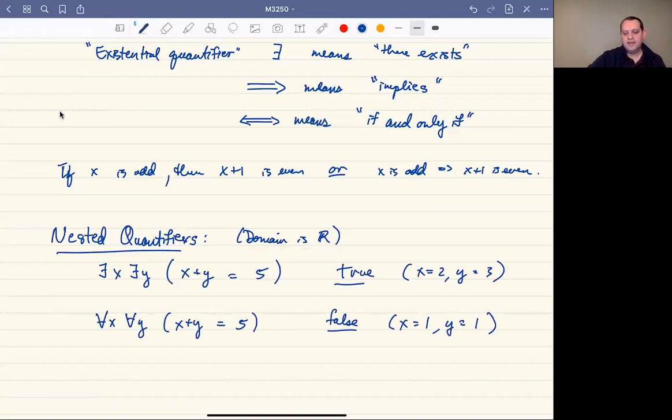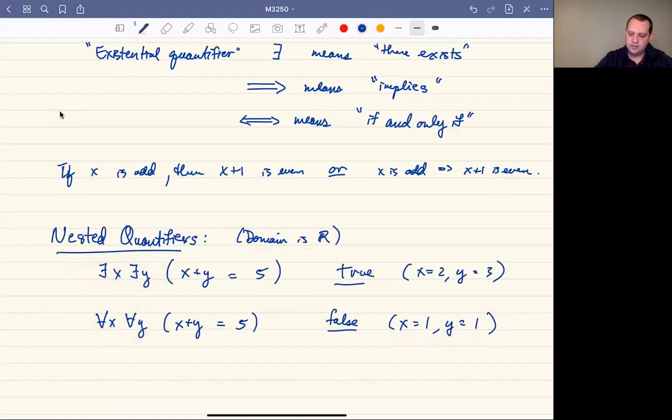Okay. This is an example where the statement fails. I think this is worth pointing out. To show that a there exists statement is true, you need one example. To show that a for all statement is false, you also need one example. This is called a counterexample.